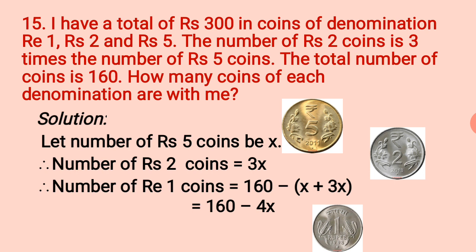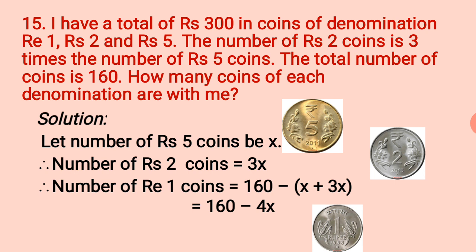Now children, we know the number of coins of all the 3 denominations separately. The next step is finding out the cost, I mean amount. For x number of 5 rupee coins, the total amount will be 5x. 3x is the number of 2 rupee coins, so the total amount will be 2 into 3x, that is 6x. And the number of 1 rupee coins is 160 minus 4x, so 1 multiplied by 160 minus 4x is the amount. This is what we are going to write, and children, the total is 300.